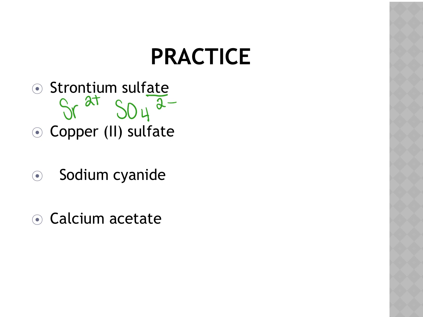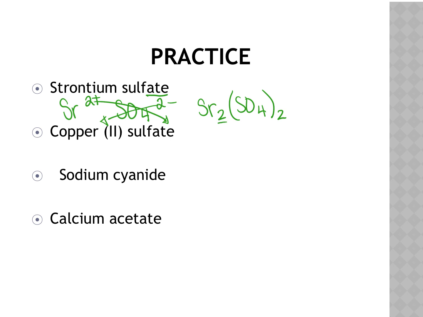All right, so we have our charges. What's our next step? Crisscross. Okay, crisscross. So what are we going to get? Parentheses SO4 and 2. Good. Okay, so we have to add the 2, so parentheses will go around the whole SO4. And then what's the last step for this one?